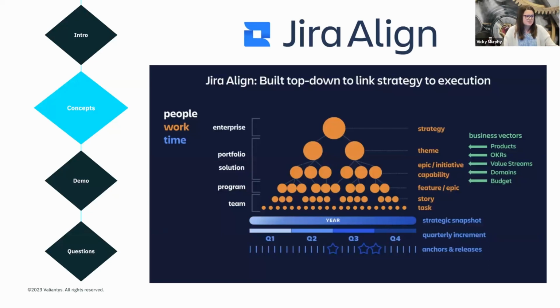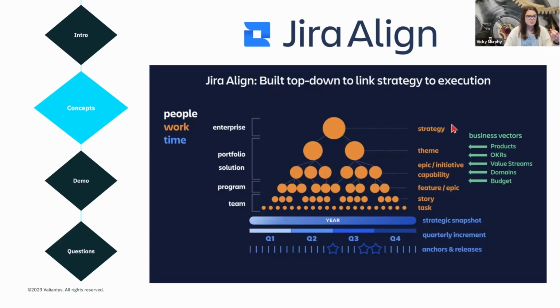So that first hierarchy that we mentioned are people. It's the words in white over here. Again, we have that enterprise tier, our portfolio, potentially a solution tier if you need it, program and team level. And at each of those tiers, we're working with different work items. As you could expect, and you've heard me say a little bit, the enterprise level, that's where we're talking that high level strategy, goals, objectives, really long-term work.